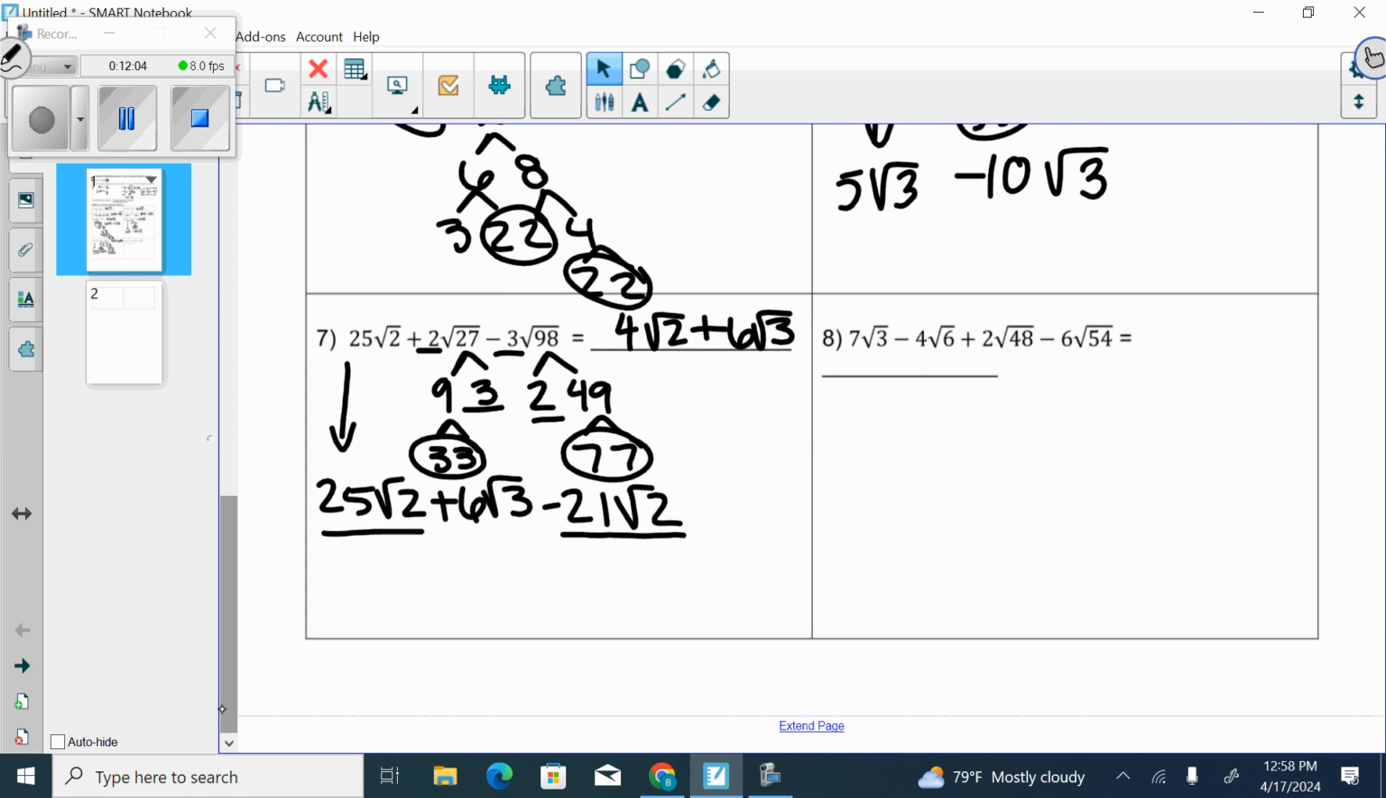Alright, we got one more here. Can I simplify square root of 3? No. Can I simplify square root of 6? 48, okay. So it's 6 and 8. 4 and 4. 4 and 2. And then for that 6, 3 and 2. That's a pair. And 4 and 4 and 4 is 6 and 2. So there's two pairs of 2. So 4 times the 2 that was already out there would be 8. 8 square root of 3. Good.